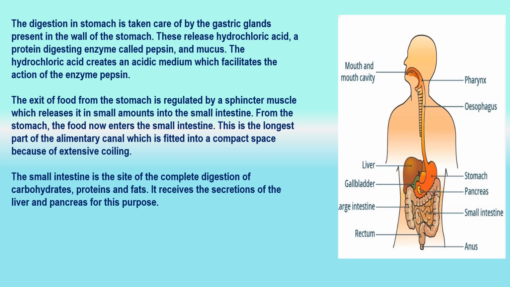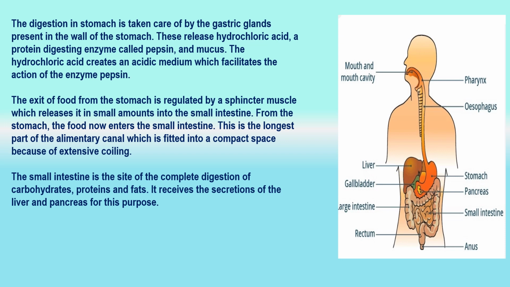The partially digested food then goes from the stomach into the small intestine. The exit of food from the stomach is regulated by a sphincter muscle which releases it in small amounts into the small intestine. The small intestine is the largest part of the alimentary canal. It is about 6.5 meters long in an adult man. Though the small intestine is very long, it is called small intestine because it is very narrow. The small intestine is arranged in the form of a coil in our belly.